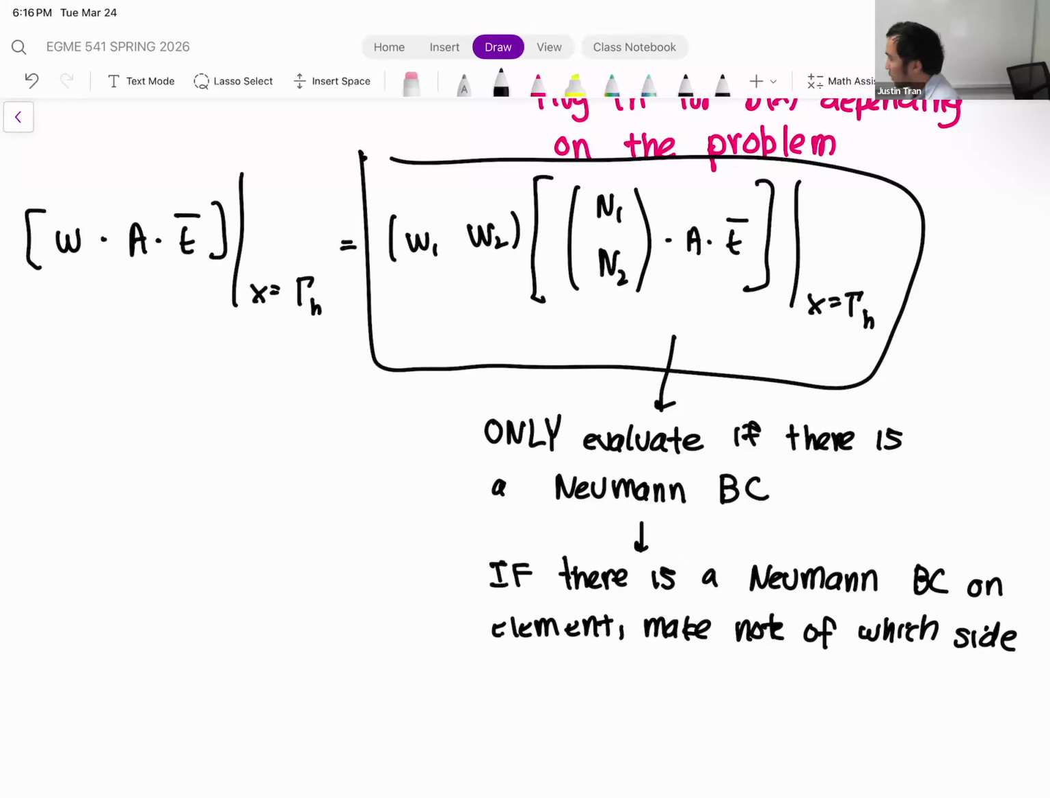You can't have a Neumann boundary condition that occurs in the middle of the element. It's either going to be on the left side at x1 or the right side at x2. That's important because it actually affects the value of our shape functions, N1, N2. Let's say that your Neumann boundary condition is on the left side, so it's at x1.